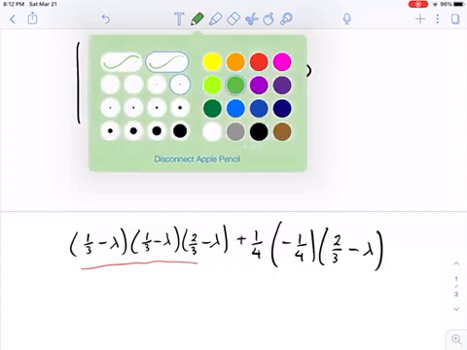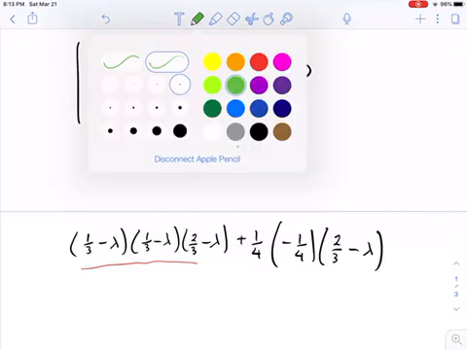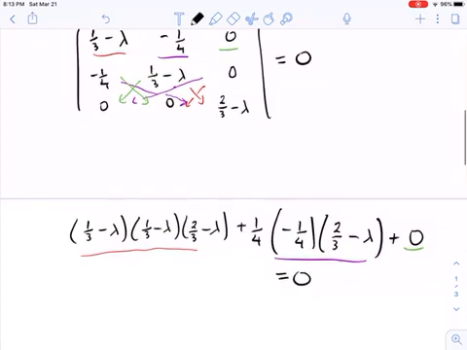Okay, and then last, we have just a 0, and then we would do this type of cross multiplication. But if we have a 0 out front, then we just get a 0, so plus 0, and that corresponds to this third element. Okay, and so that's the full determinant, and we have to set that whole thing equal to 0.